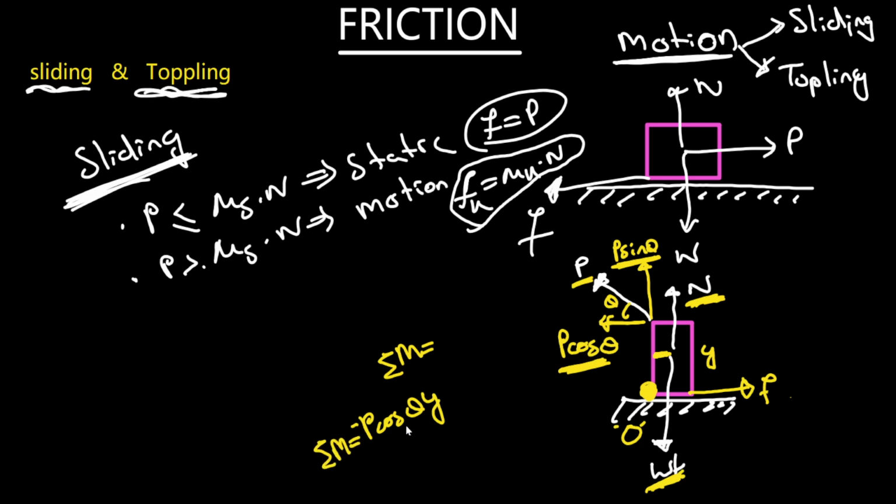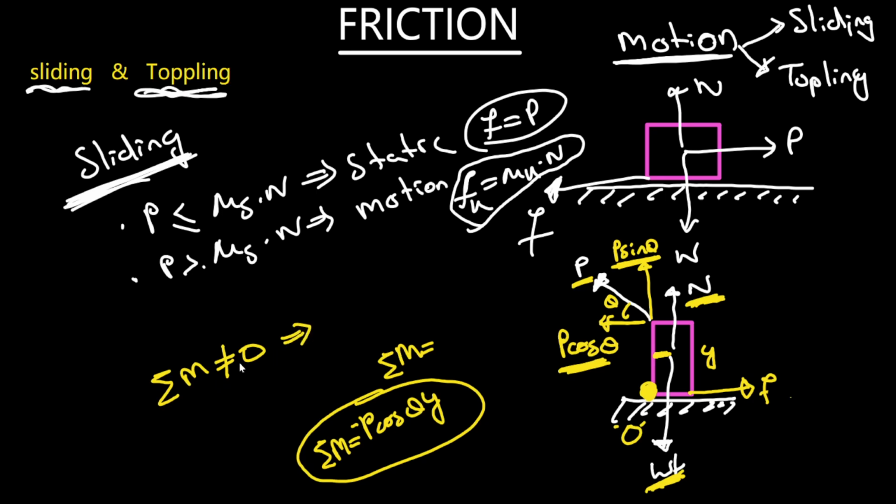You calculate the net moment. If the net moment is not equal to 0, in that case what will happen? There will be toppling. The block will topple about this point. Getting my point? If the net moment is equal to 0 about any point you take, then what will happen? There will be no toppling. So there are two conditions: the block can topple as well as slide.